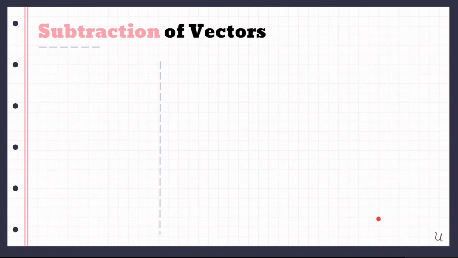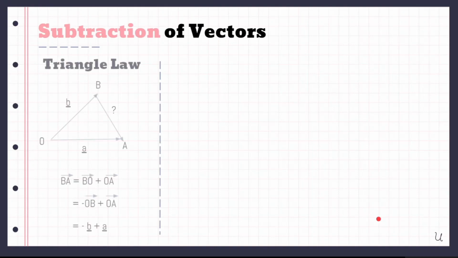Subtraction of vectors. There are also two laws for subtraction of vectors. First is the triangle law. In order to find BA, we see that BA can be expressed as BO plus OA. Note that BO is in the opposite direction of OB. Hence, we need to put a negative sign for it, which is negative OB plus OA. Then it will be equal to negative b plus a.